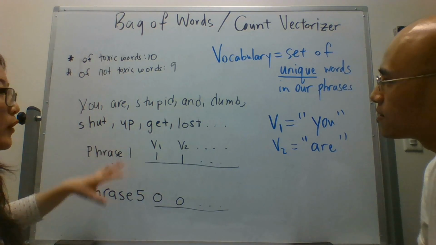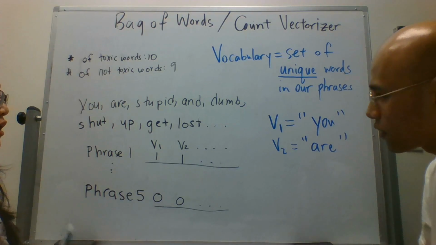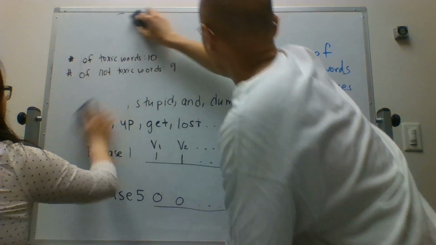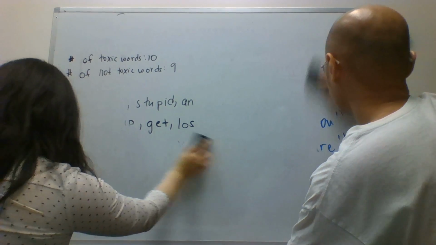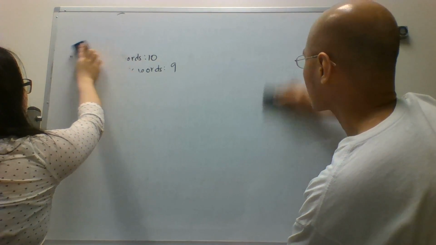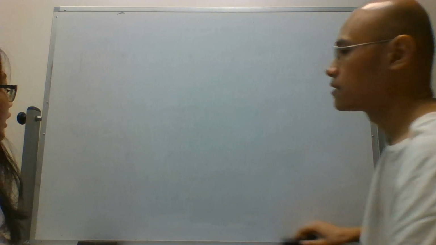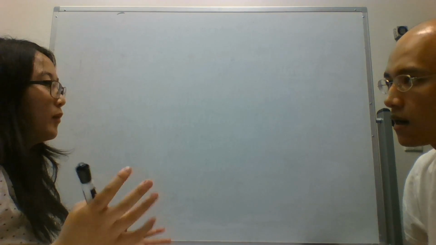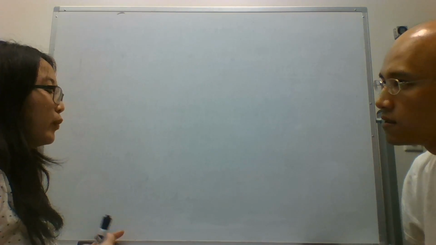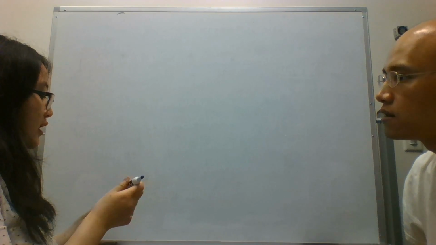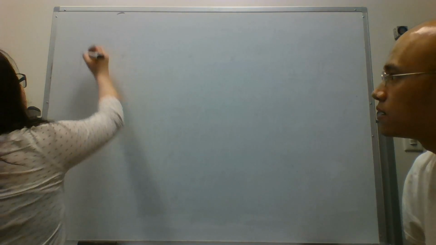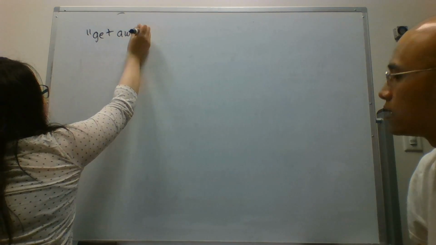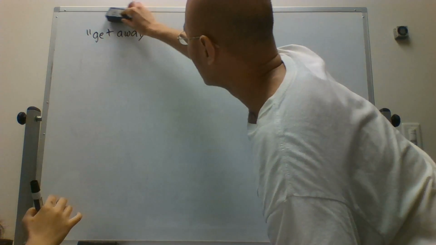Okay, so now that we have our vectors, we can actually move to the classification. Let's erase everything. So we're going to move on to the classification here. When we encounter a new phrase, something we've never seen before, we want to be able to make the prediction whether or not it's toxic. Say that a user on our forum says, "Get away." And we want to see, is this a toxic phrase or not?